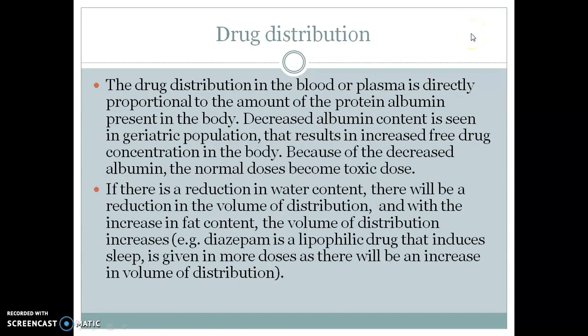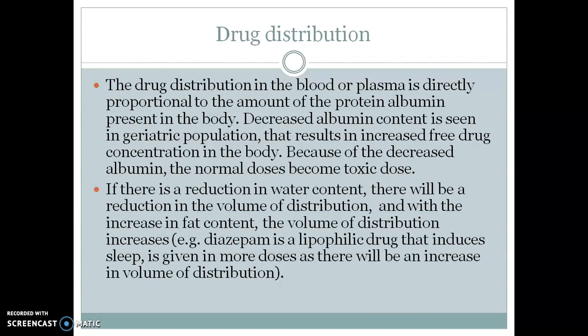Now coming to the distribution pattern of drug therapy. Drug distribution in the blood or plasma is directly proportional to the amount of protein, that is albumin, present in the body. Albumin content is reduced to a great extent; decreased albumin content is seen in the geriatric population. That results in increased free drug concentration in the body. So because of decreased albumin, the normal dose becomes the toxic dose.